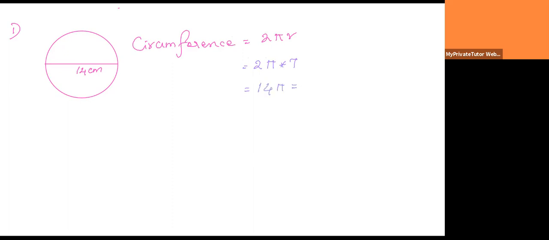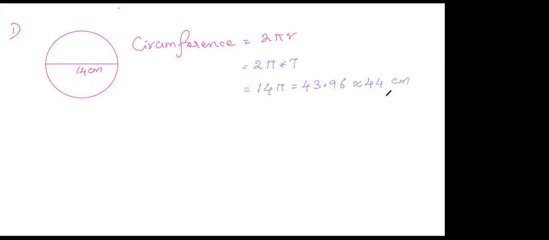So if you want to substitute, we can do that. As I said, it's not compulsory. But in the exams, if they ask you to use a decimal value, or rather use pi equals 3.14, then you need to use that. We'll get 43.96. If you round it to a whole number, we'll get approximately 44 centimeters. So that is the circumference. I hope you understand that.